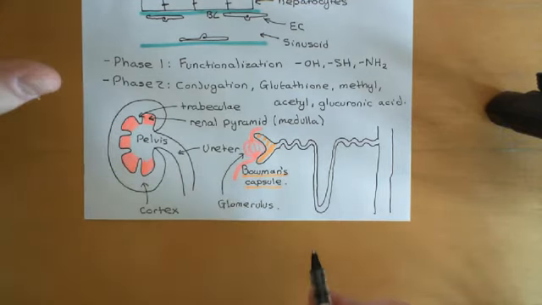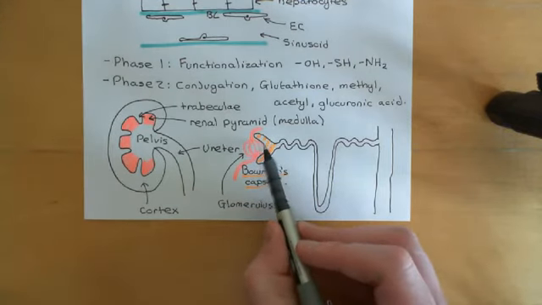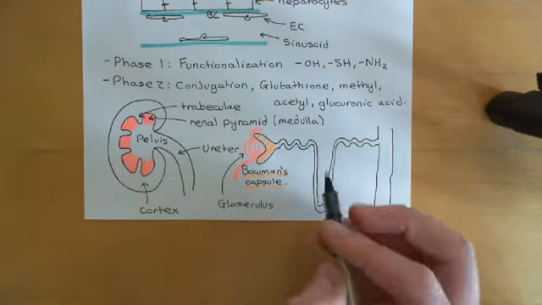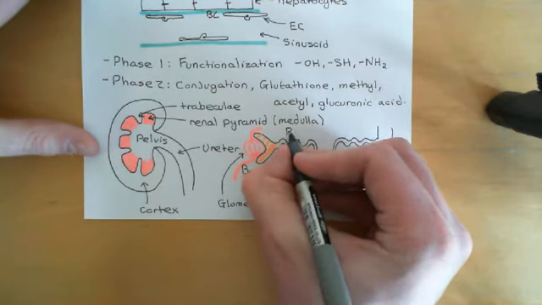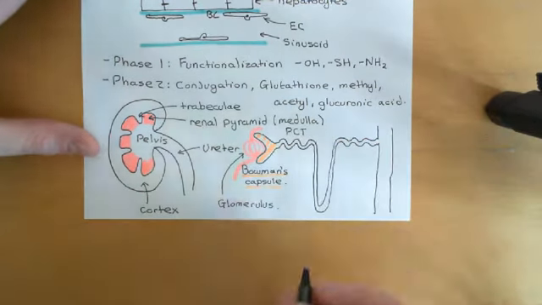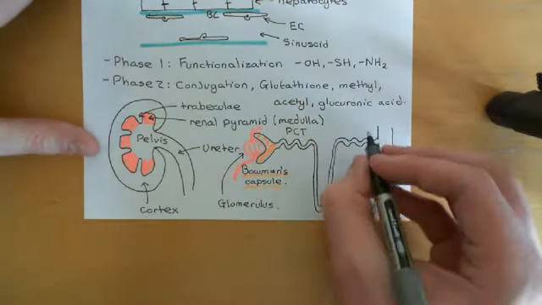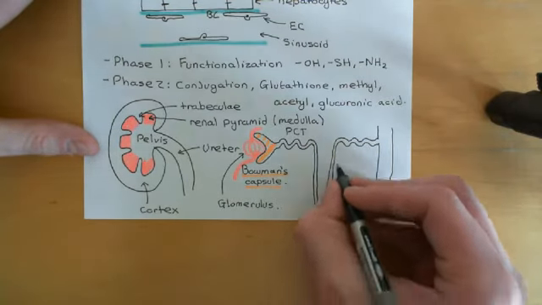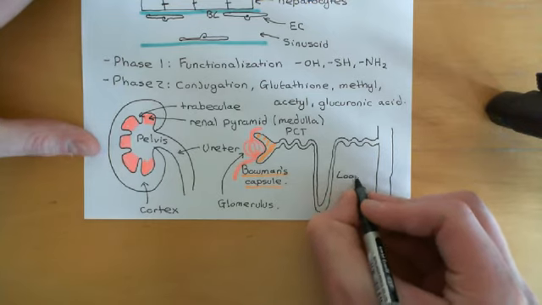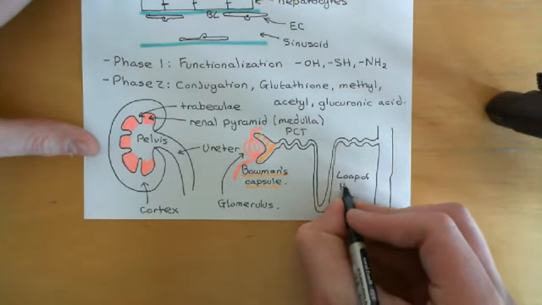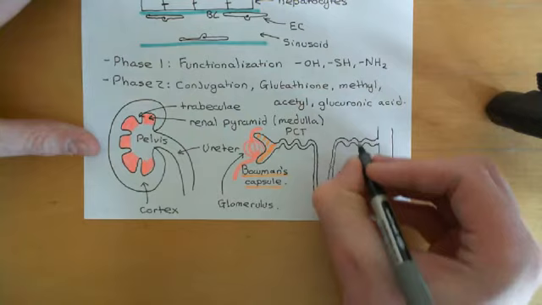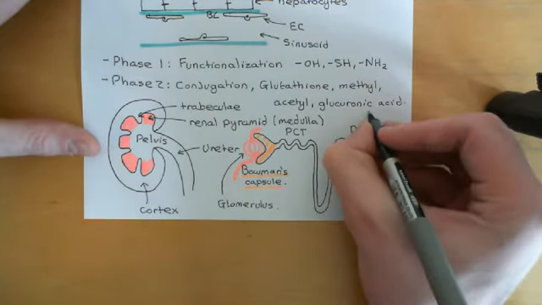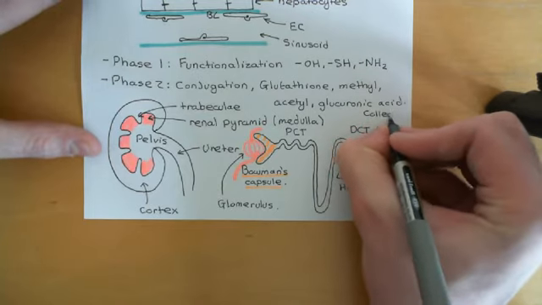Fluid is squeezed out from these capillaries into the Bowman's capsule, and then it's going to make its way through this portion here, which is known as the proximal convoluted tubule. For lack of space, I've just abbreviated that down to PCT. Then it's going to go through this portion here, which is known as the loop of Henle. And then after the loop of Henle, you have the distal convoluted tubule, the DCT, which will then drain into a collecting duct here.